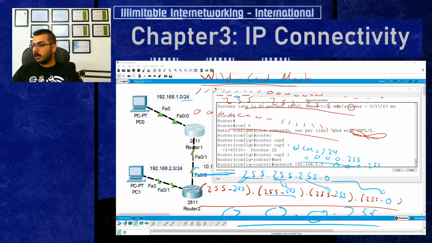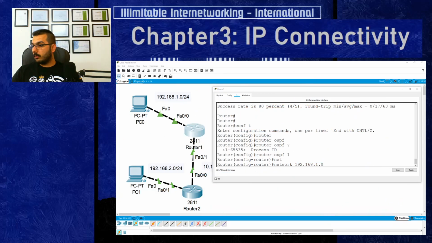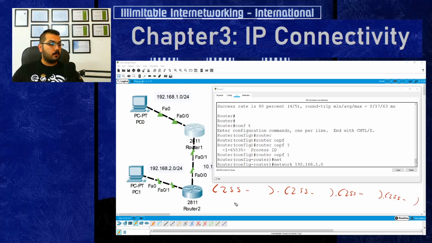I'm going to erase all of this, go back to my red pen. Okay, my formula was 255 minus the first number, dot, 255 minus the second, 255 minus the third, and 255 minus the fourth. For /30, the subnet mask is written this way, if you remember, 252.